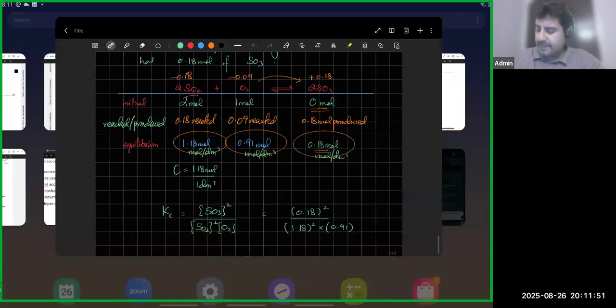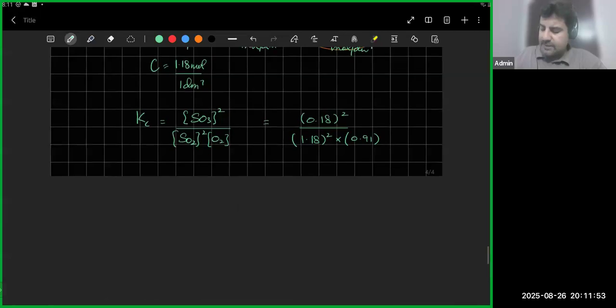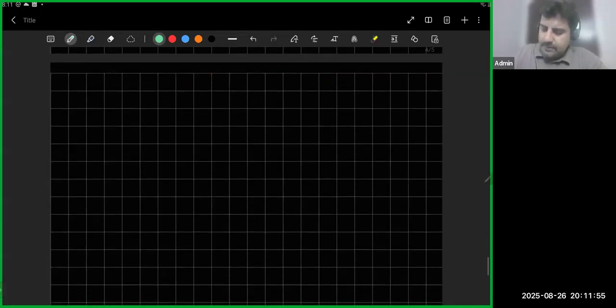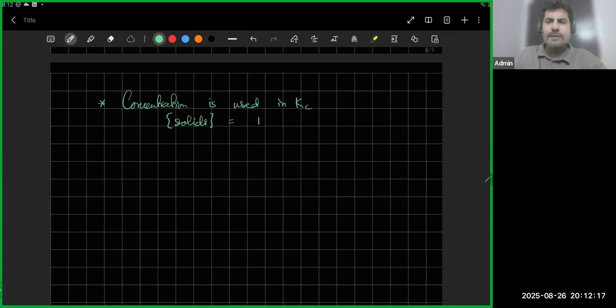Since we're doing Kc, I'm going to add some points over here. Remember, concentration is what is used in Kc. So keep this in mind. And remember, for solids, the concentration is always equal to 1. It's taken as a constant. 1 means you don't actually write it over there.